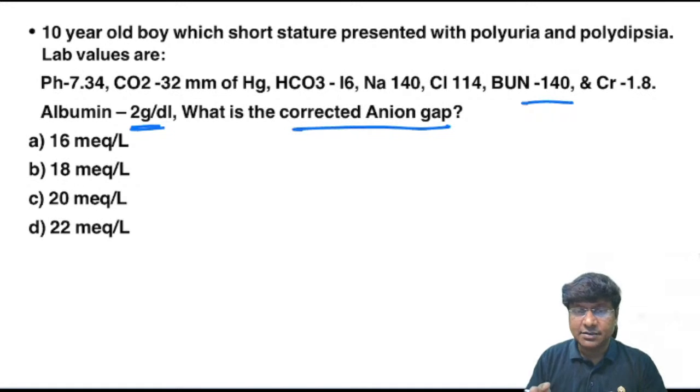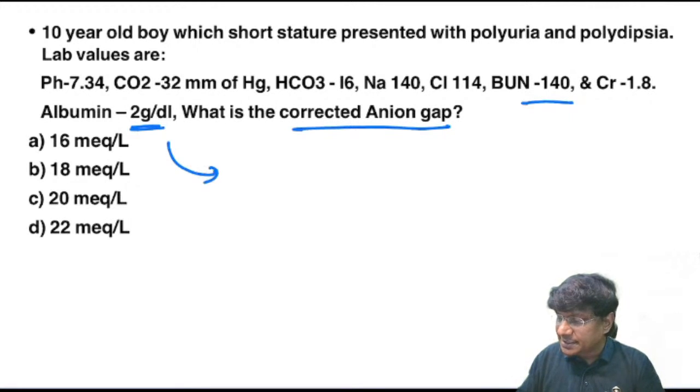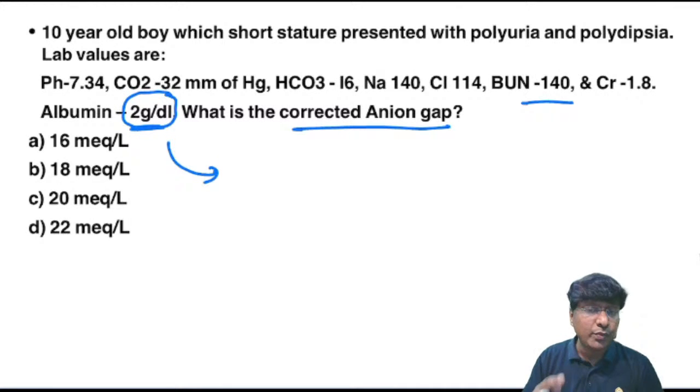Please remember that there is a lot of influence of albumin levels on the anion gap. How much is the normal albumin level? The normal albumin level we consider as around 4 to 6 grams per deciliter. So the patient's albumin level here is 2. That means albumin levels are reduced. Now the question is, in what way is the albumin useful? Note that albumin is the principal unmeasured anion.